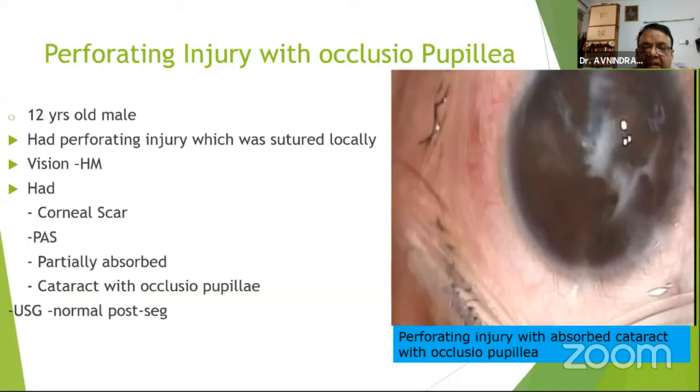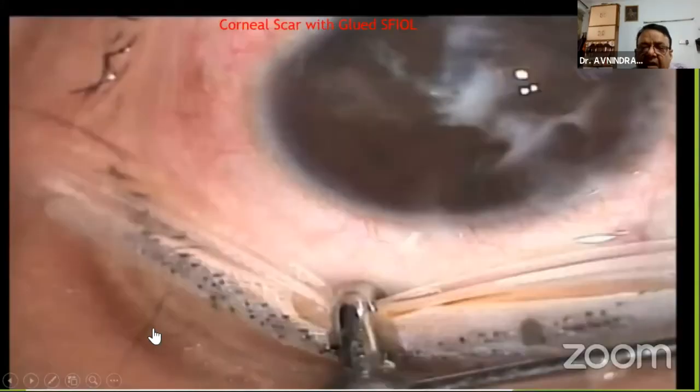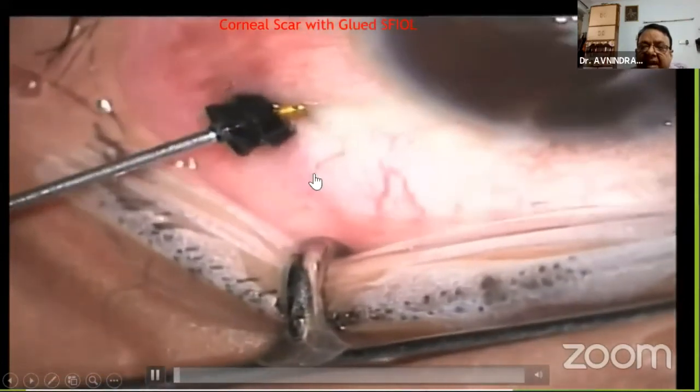There's another patient, a 12 year old young male, who had a perforating injury which was sutured locally. Vision was hand movement. He had a corneal scar, peripheral anterior synechiae, a partially absorbed cataract, and cataract with occlusio pupillae. We did an ultrasound which showed a normal posterior segment. And we started this surgery.